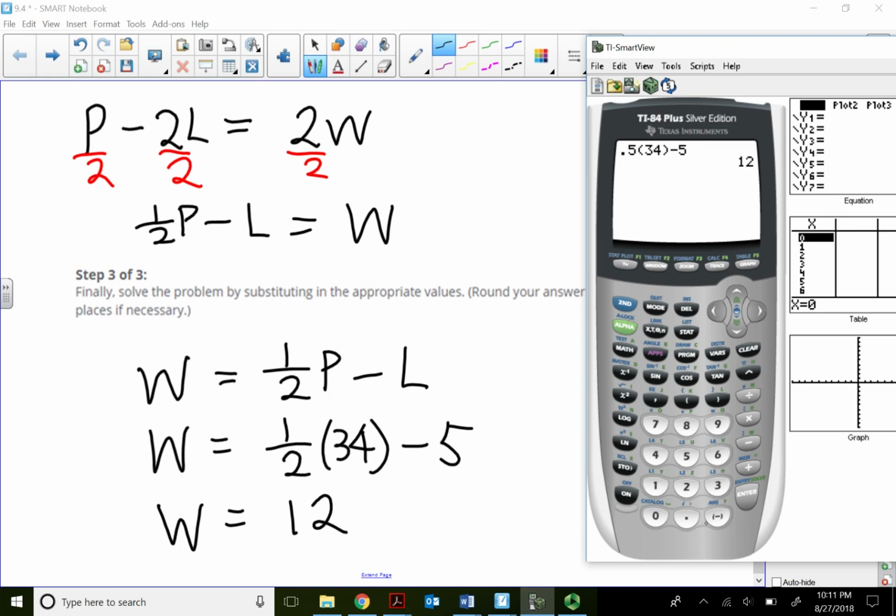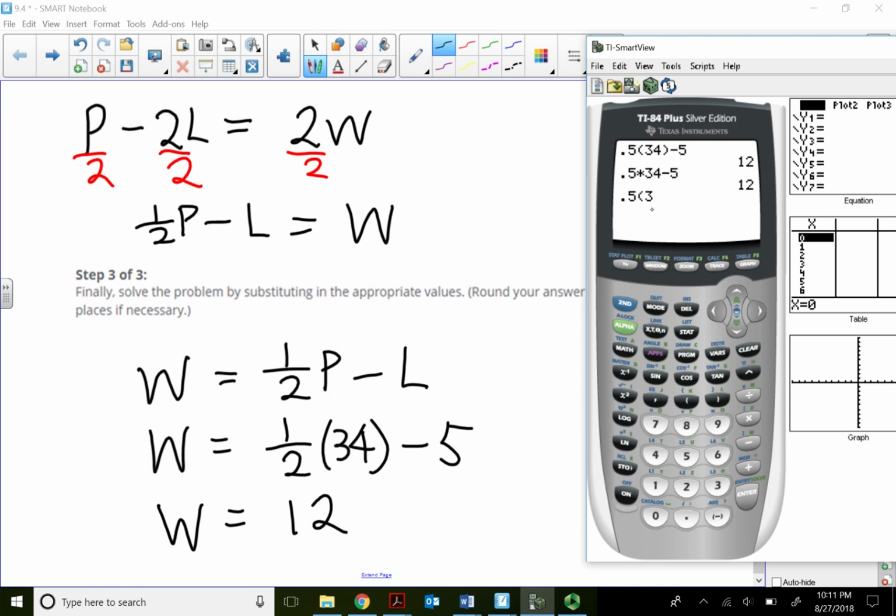Sometimes students say, well, Mr. Chen, it does not make a difference if I type in 0.5 times 34 minus 5. That's still going to give me the same answer. Yes, it is true in this case, because the calculator still sees this as two terms, since you have a subtraction sign outside the parenthesis.